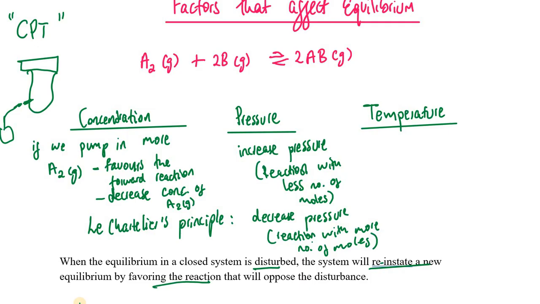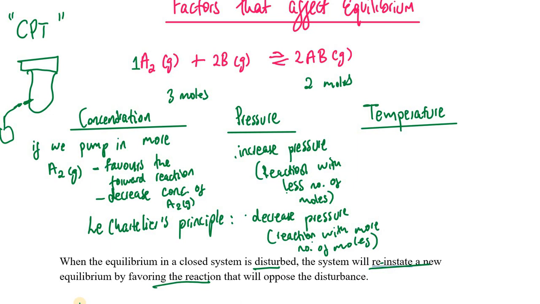So indeed, if you increase pressure on this reaction, you're going to favor the reaction that produces less number of moles. And if you check here, this one is 1, we have to count it as 1. So the number of moles on the left is 3 moles, while the number of moles on the right is 2 moles. So if you increase pressure, you're going to favor the forward reaction because it produces fewer moles. But if you decrease pressure, you're going to favor the reverse reaction, which produces more moles. That's just how we need to remember it.